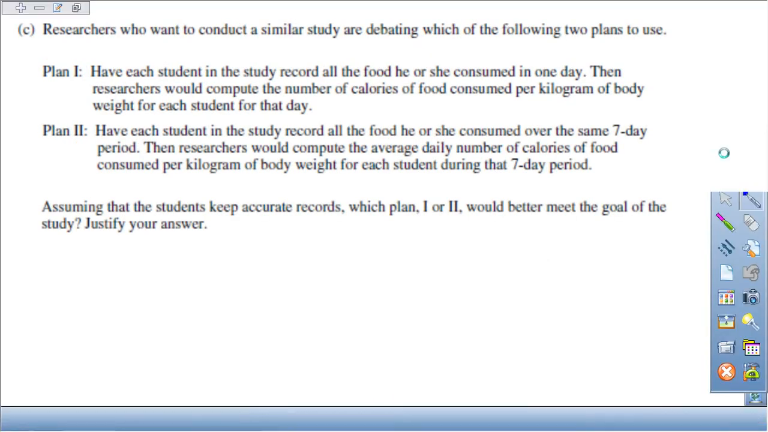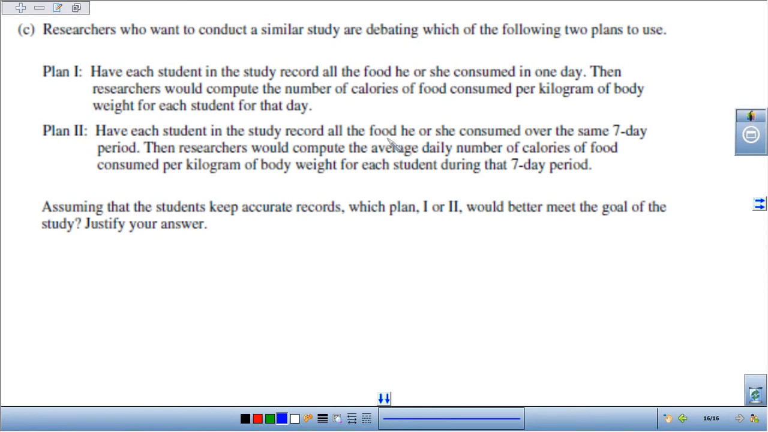Now, this is talking about different plans. They're going to conduct a similar study. Plan 1, have each student in the study record all the food he or she consumed in one day. Then researchers will compute the number of calories of food consumed per kilogram of body weight for each student for that day. Plan 2, have each student in the study record all the food he or she consumed over the same 7-day period. Then researchers would compute the average daily number of calories of food consumed per kilogram of body weight for each student during that 7-day period.